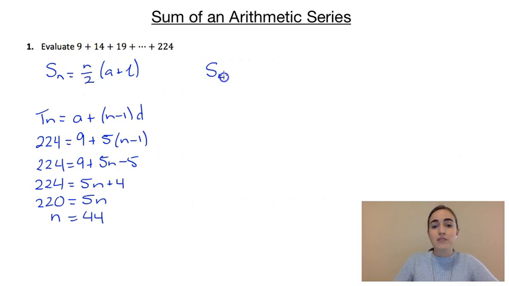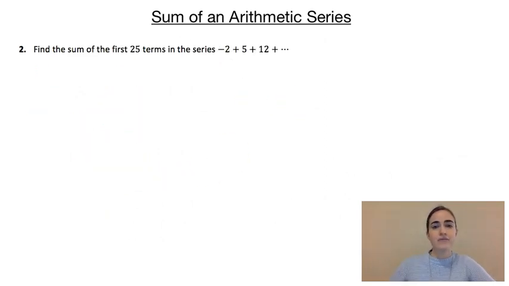Now that we know that as well, we can put it all in here. So the sum of the first 44 terms of the sequence would be 44 over 2 outside of 9 plus 224, which would end up giving me 5,126.